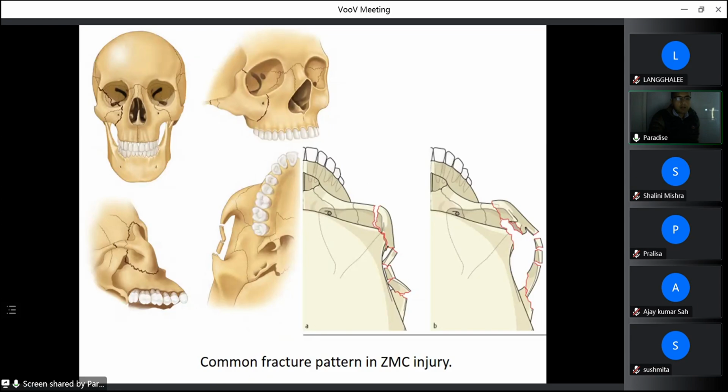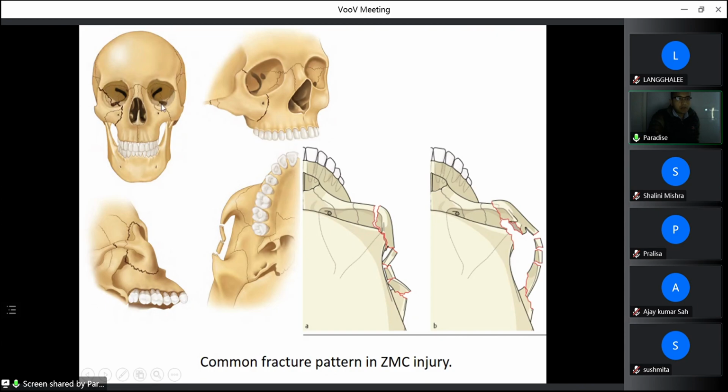A common pattern of injury in case of ZMC fracture. In case of ZMC fracture, it varies from a very simple undisplaced fracture to a comminuted fracture. All 5 processes may be disrupted. So in the first figure, as you can see, the ZMC is fractured, but it is undisplaced or minimally displaced. All the bones are adjacent to each other. Though it is a fracture, it is undisplaced.